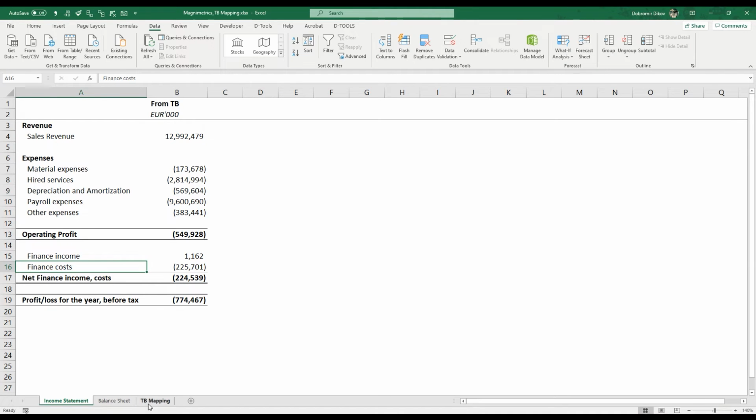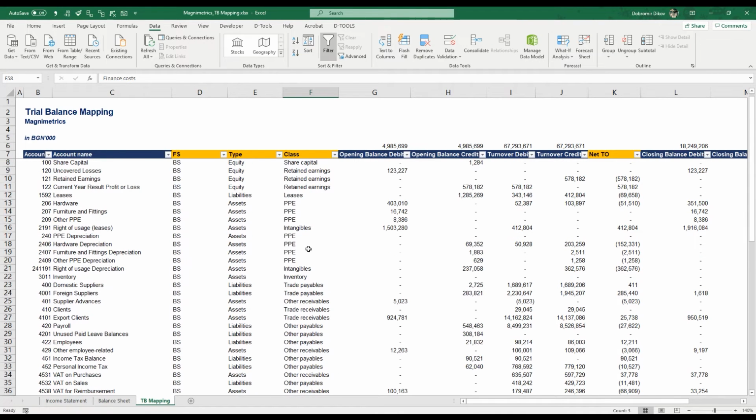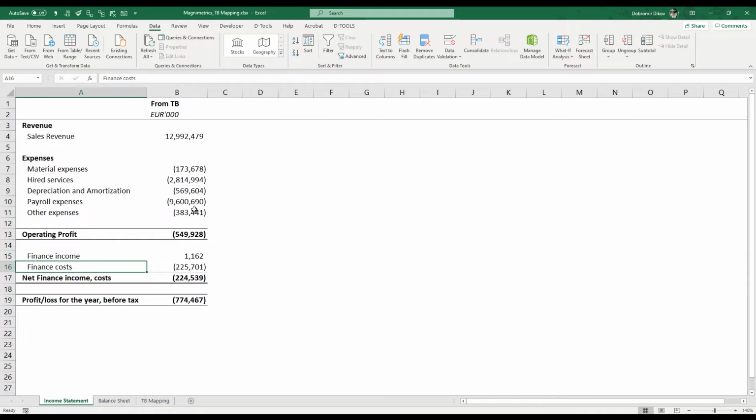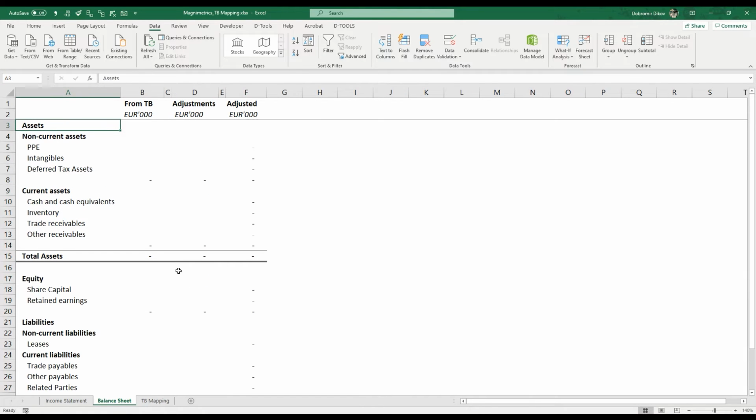And the best part about this is that next year we can just use our account numbers to VLOOKUP our mapping and just look at some new accounts, or if we know about some changes, and our income statement is going to be ready. Okay, now let's link our balance sheet, and you can see here that I have a column for adjustments and adjusted, and you're going to see in a second why that's so.